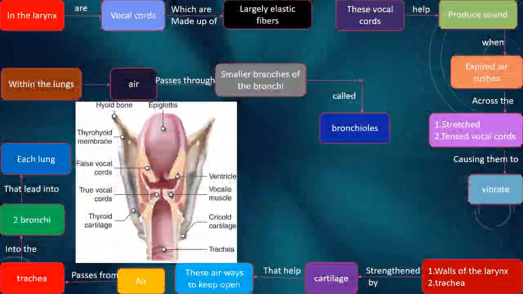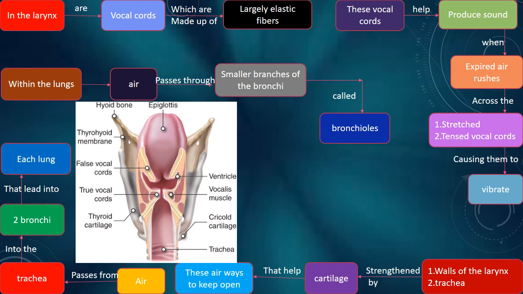In the larynx are vocal cords, which are made up of elastic fibers. These vocal cords help produce sound when expired air rushes across the stretched, tense vocal cords, causing them to vibrate. The walls of the larynx and trachea are strengthened by cartilage that helps these airways to stay open.